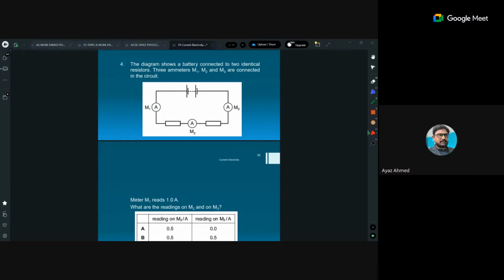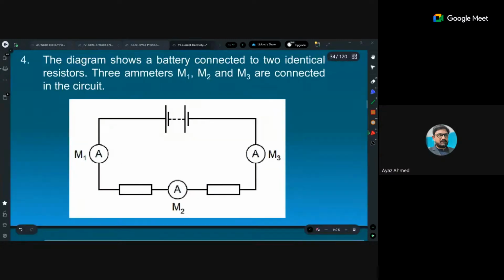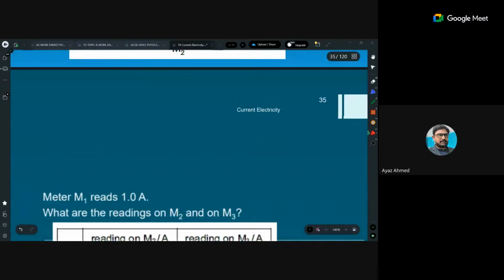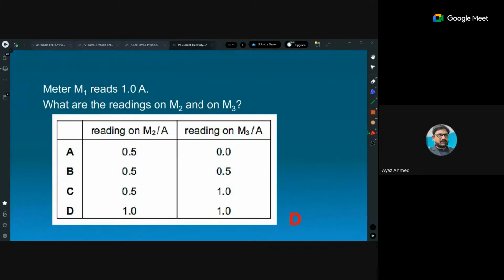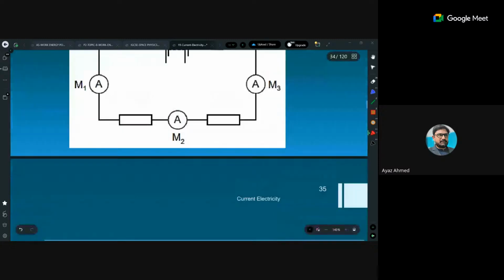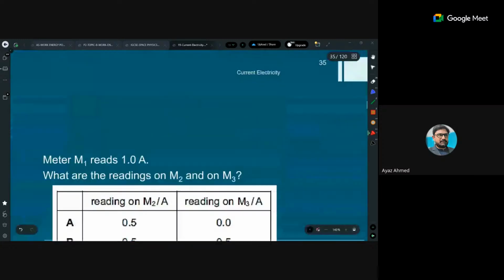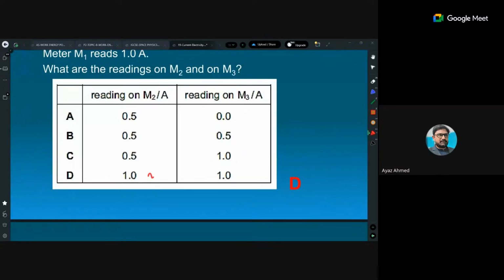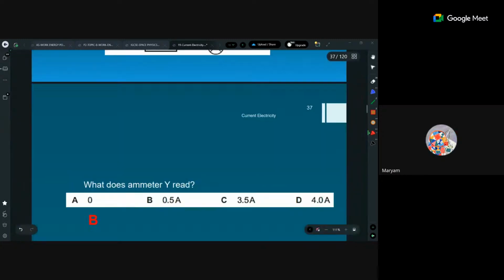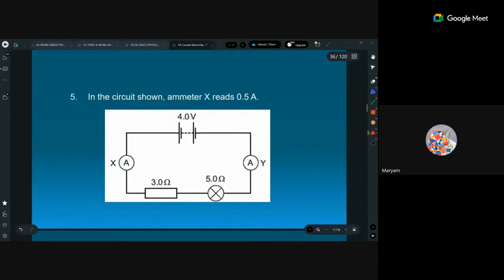For example, मैं आगे चल के examples आपको बताता हूँ. For example, the diagram shows the battery connected with two identical resistors, three ammeters, M1, M2, M3 meters are connected in this. So what would be the reading? Meter 1 reads 1 ampere. So what will be the reading on rest of the ammeters? Because they all are in series, so they must have the same reading. So your answer should be D because they must read the same one, isn't it? Yeah, right? अब देखना मैं voltmeter पे series लेके आता.